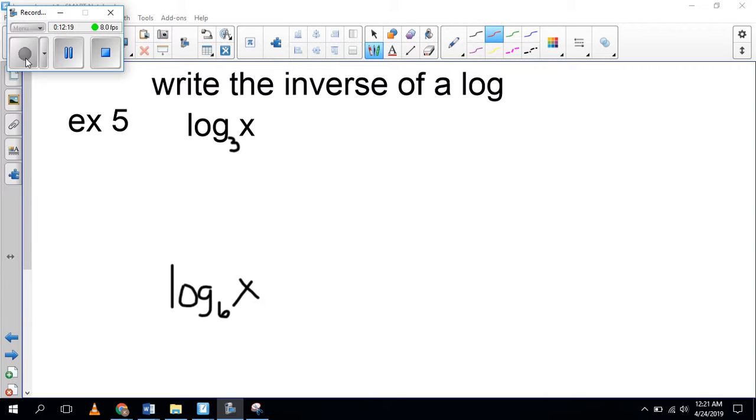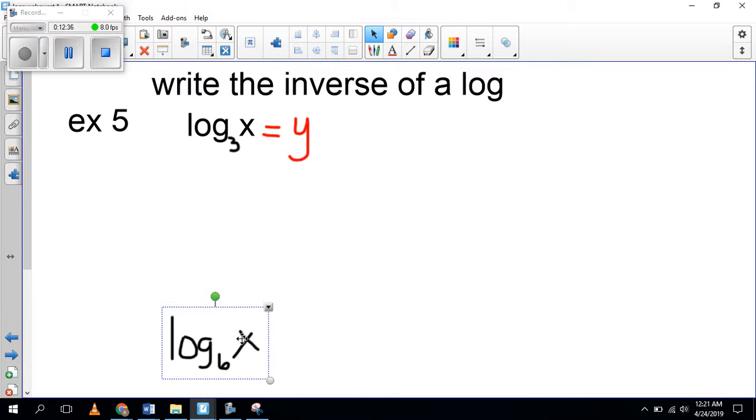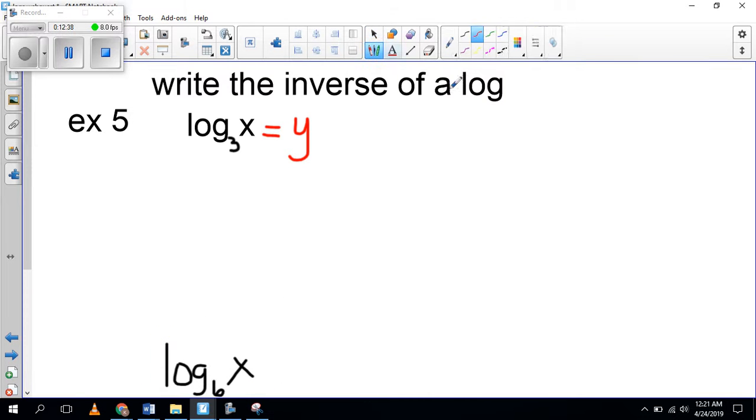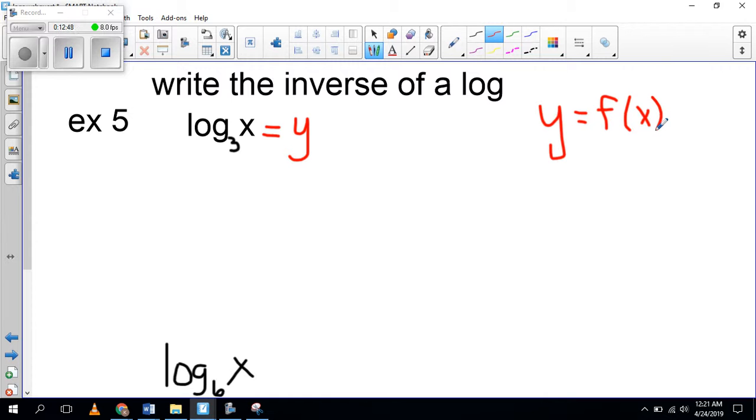Okay, so for example 5, we're going to write the inverse of a log. So our example says log of 3x. Well, it doesn't equal anything, so we're going to set it equal to y. And I want you to know that y equals f of x. Like, they mean the same thing. So if you ever see a f of x, this is a fancy way of saying y. Y equals something.